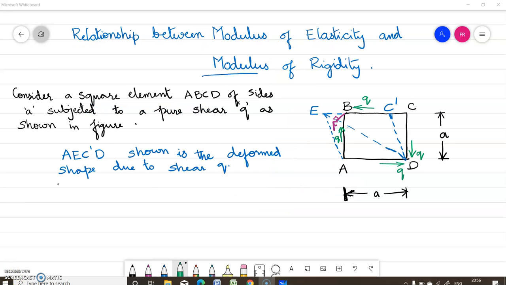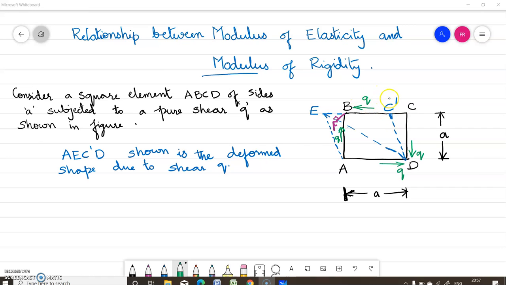Okay, now we have to find out the relationship between bulk modulus of elasticity and modulus of rigidity. For this, you consider a square element A, B, C, D, written in black ink, of sides a subjected to a pure shear q as shown in figure. Now A, B, C dash, D shown is the deformed shape due to shear small q. So this is the deformed shape due to shear small q.